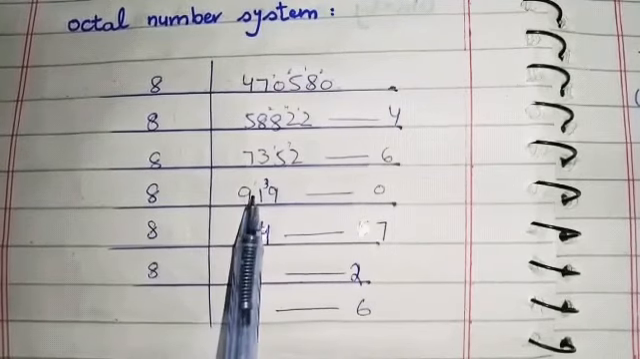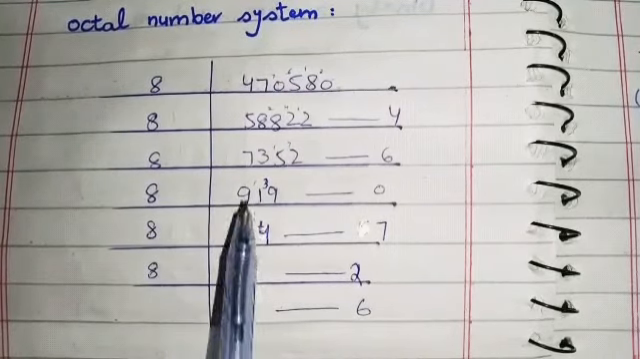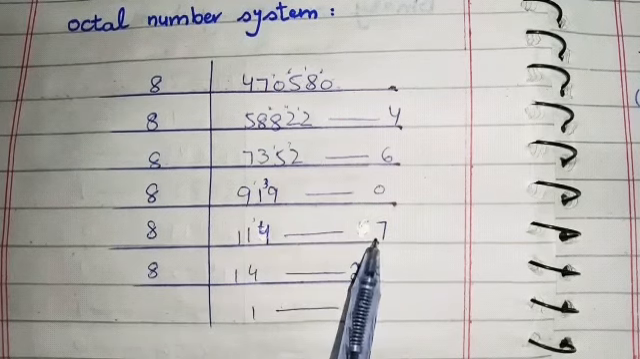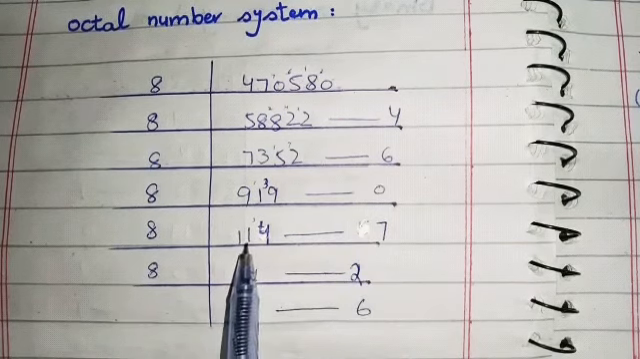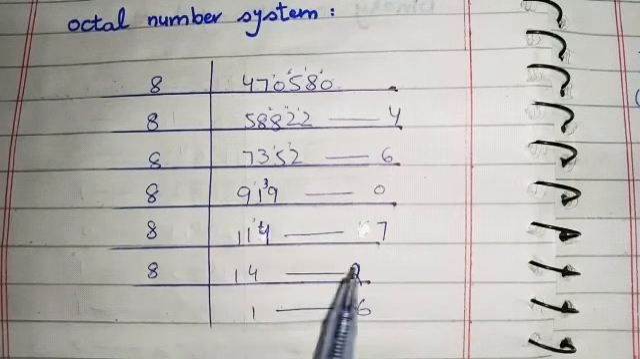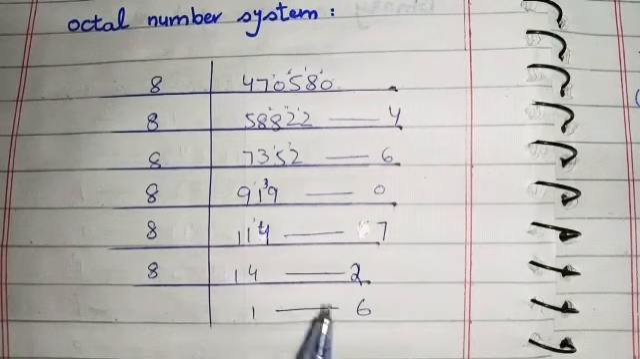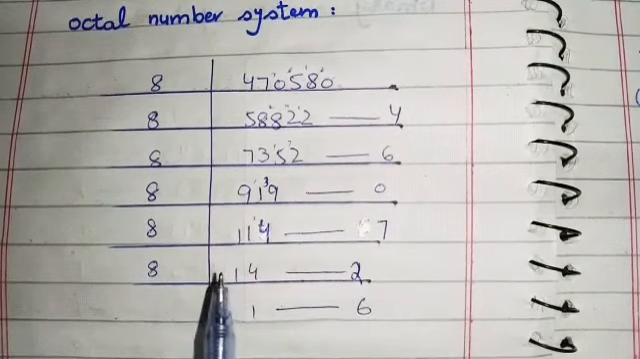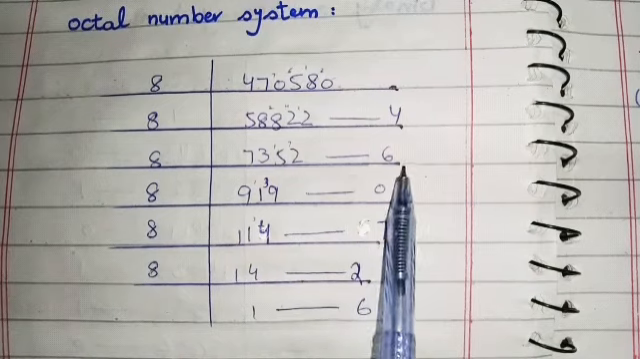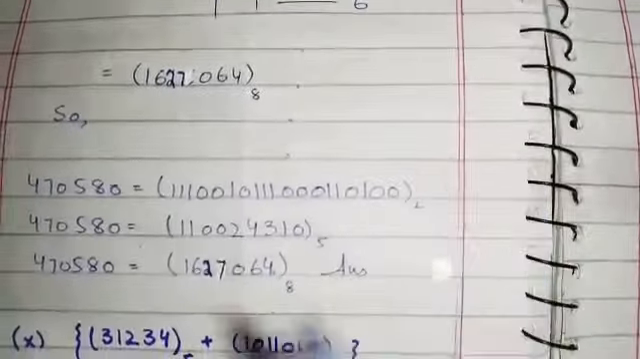8 1s are 8, 1 carry to the next number. We have 11, 8 1s are 8, 3 carry to the next number. We have 39, 8 4s are 32 and 7 is our remainder. 8 1s are 8, 3 carry to the next number. Here we have 34, 8 4s are 32 and 2 is our remainder. 8 1s are 8 and 6 is our remainder. So in octal number system we have our answer 1627064 with base 8.